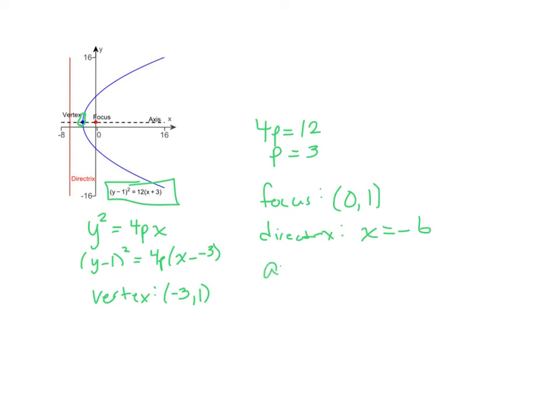Our axis of symmetry, in this case, is the horizontal axis, so our axis of symmetry is going to be y equals 1. And I don't know if I've mentioned this before, but if p is negative, you're going to have a parabola that's open to the left. If p is positive, you're going to have a parabola open to the right. And for the upward-opening parabola, if p is negative, it's going to be open downward instead.